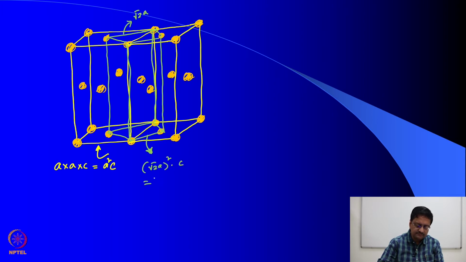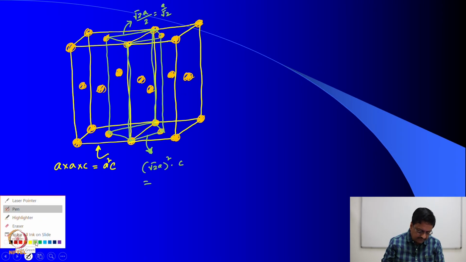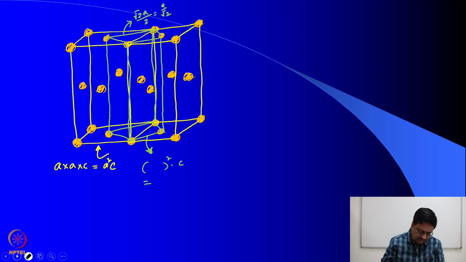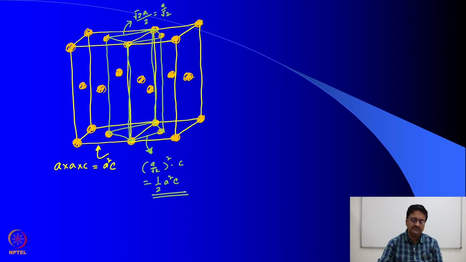That means the edge should be root 2 a by 2, that is a by root 2. So the volume of that unit cell should be a by root 2 squared into c. That means half a square c. So the green tetragonal lattice has a smaller volume compared to the yellow lattice. That means we should consider the smaller volume as the repeating unit, not the bigger volume.